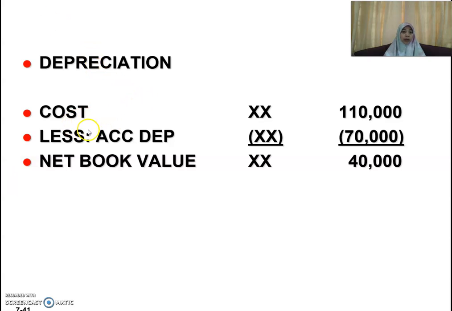What is meant by net book value? You have a cost, let's say here 110,000. Depreciation means the cost of wear and tear of that machine, the reduction in value, calculated on a per year basis. Accumulated depreciation means you multiply it by the number of years that you have used the asset. So your cost minus your accumulated depreciation gives you your net book value. That is the idea of depreciation and net book value. The accumulated depreciation means you accumulate it over a number of years.